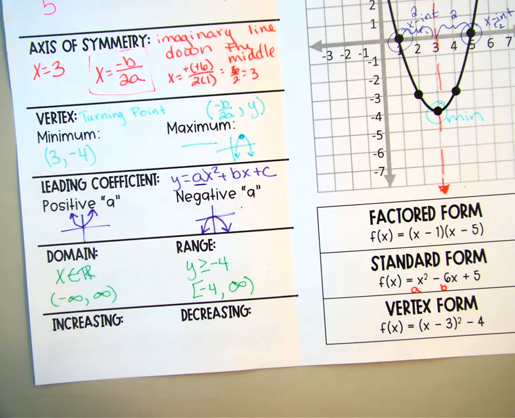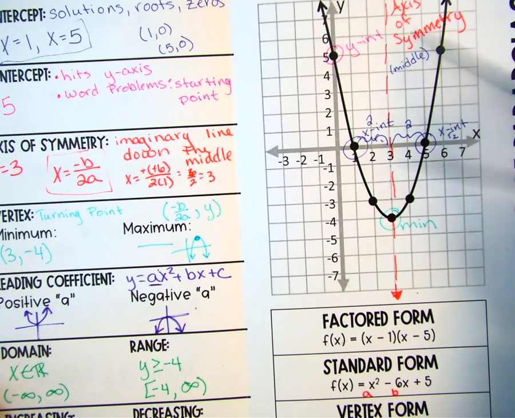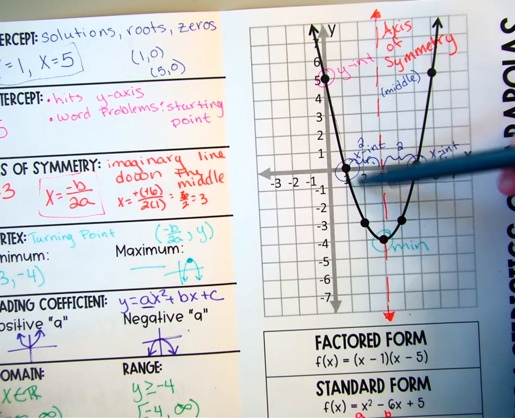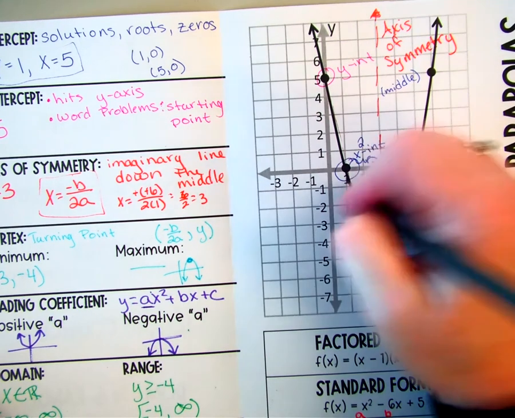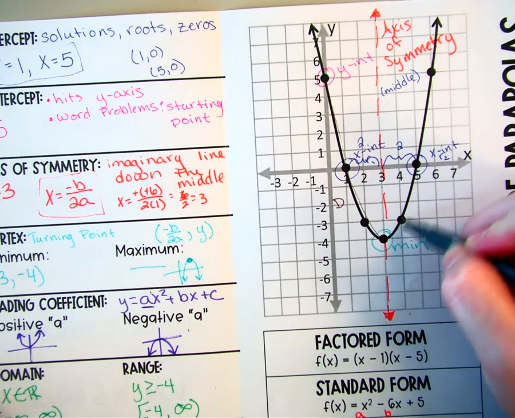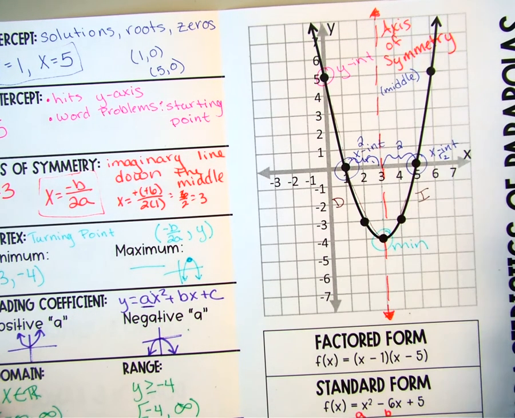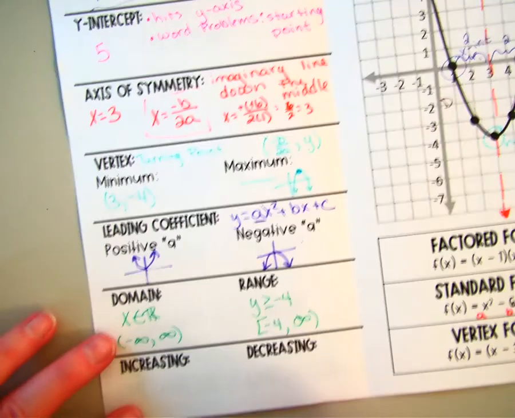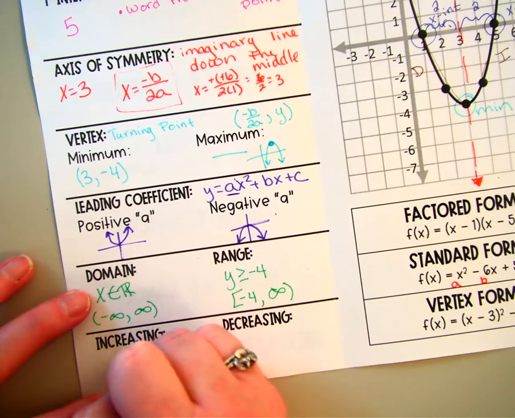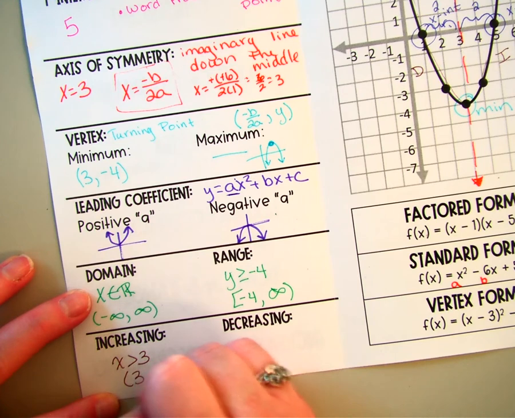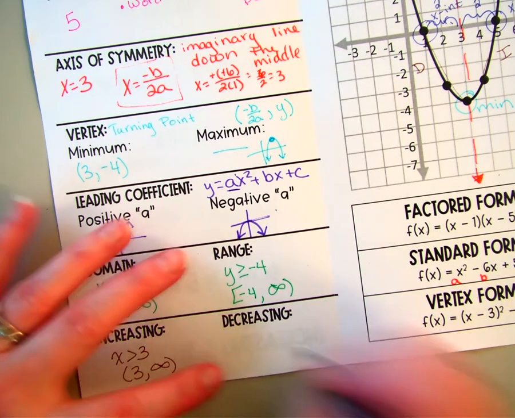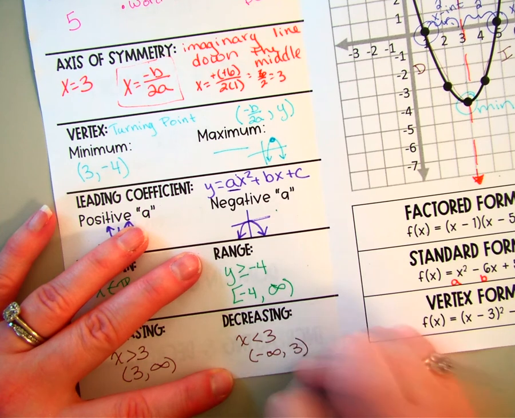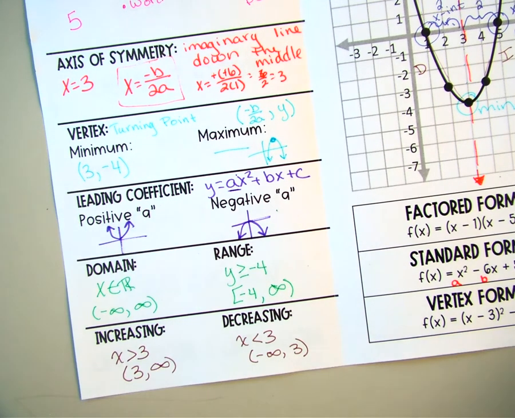And then our last one here, increasing, decreasing. So that axis of symmetry, that's also your division between when you're increasing, decreasing. This parabola starts decreasing first, so it is decreasing until it reaches your turning point. And then it switches, and now it's an increasing graph. So again, your axis of symmetry at 3 is where it changes. So it's increasing when x is greater than 3, or 3 to infinity. And it's decreasing when x is less than 3. So negative infinity to 3. Okay.